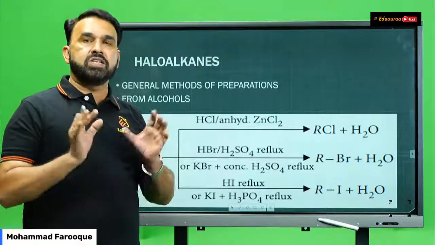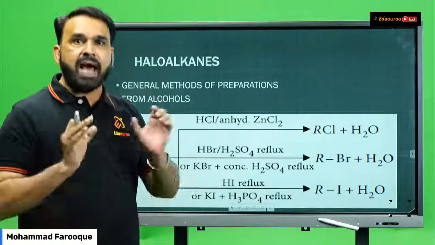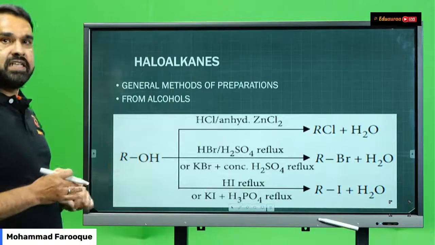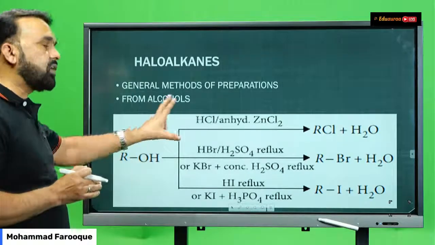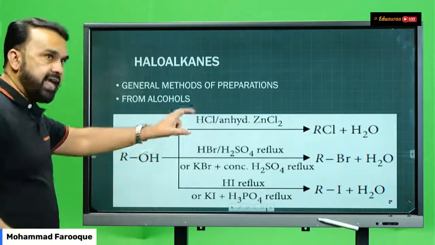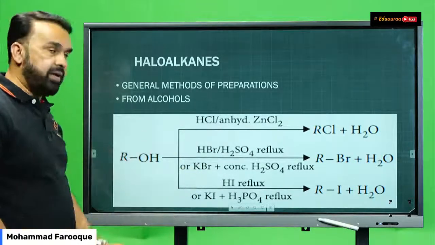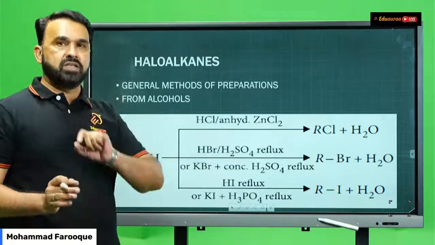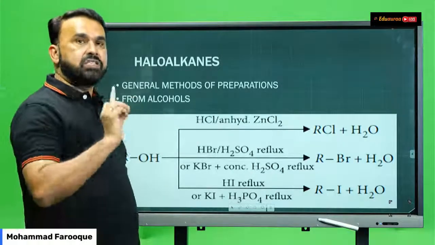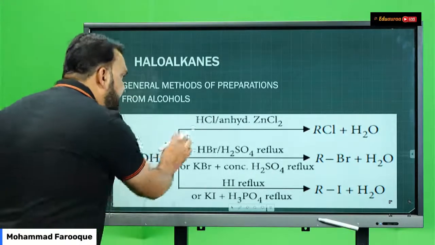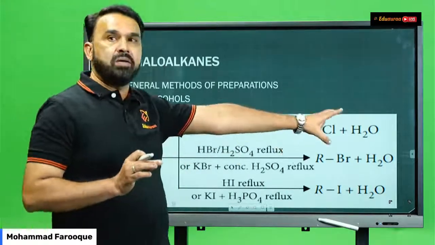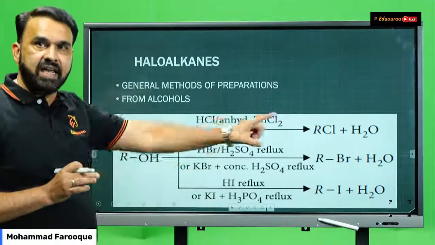An important method of preparation is from alcohols. Starting from alcohols, you can prepare alkyl halides or haloalkanes. Here we see that the first method of preparation is the action of alcohols on hydrogen halides. That is the action of alcohols on HCl, HBr, and HI. What you're supposed to remember over here, students, is what catalyst is used. Whenever an alcohol is treated with HCl in the presence of anhydrous zinc chloride, you'll get the formation of alkyl chloride plus water, RCl plus H2O.